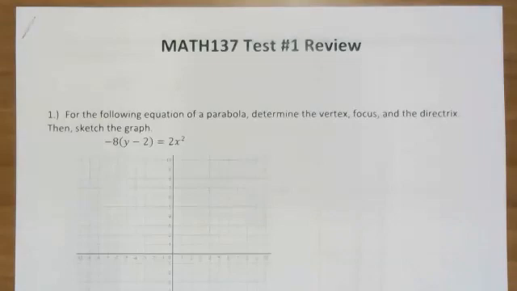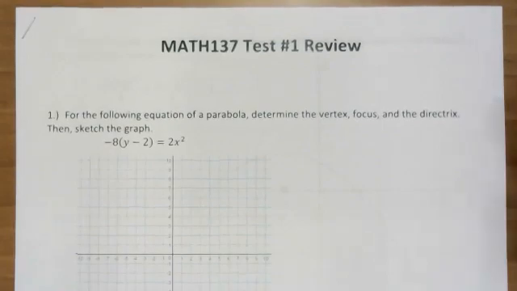I'm going to work through the problems on this test 1 review. This is the section where we're covering what are called conic sections: parabolas, ellipses, and hyperbolas.